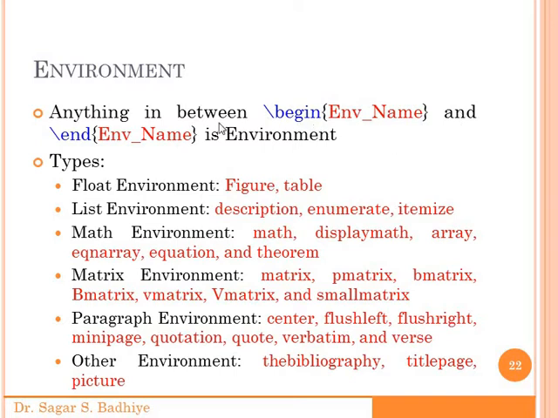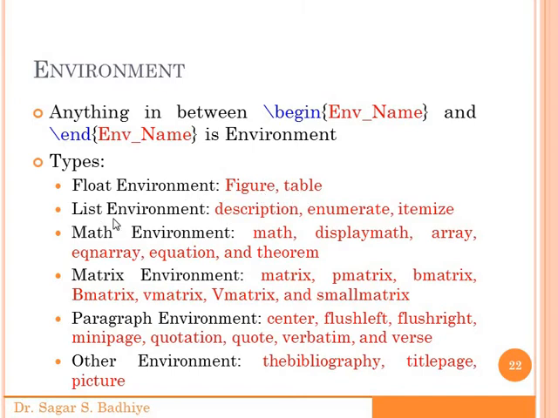There are multiple different environments available in LaTeX. Anything which is covered in between \begin{environment name} and \end{environment name} is called an environment. There are different types of environment available in LaTeX. First is the float environment. In float environment, the objects are in a floating position on the page of the document. Examples of float environment are the figure and table.